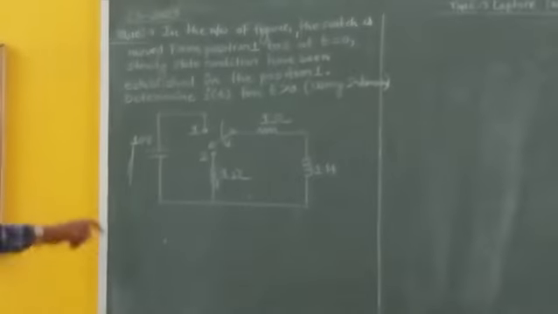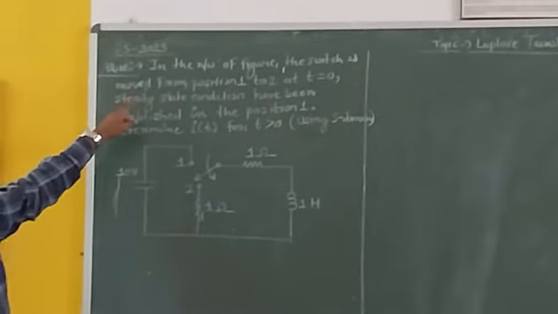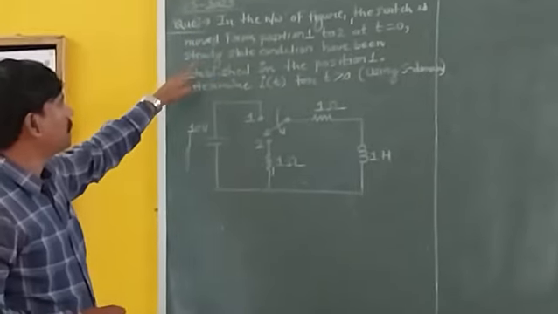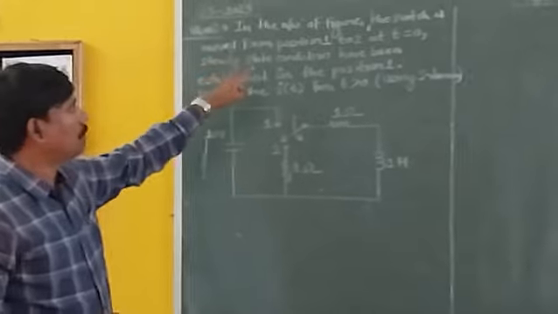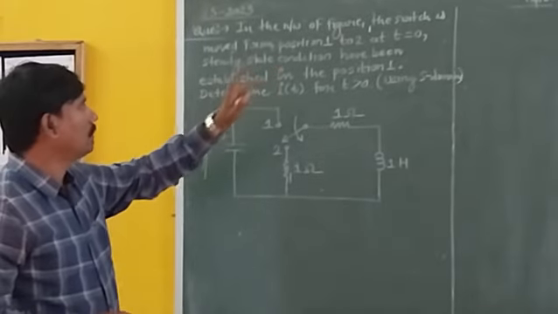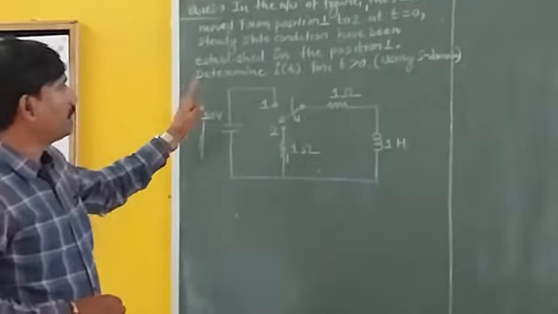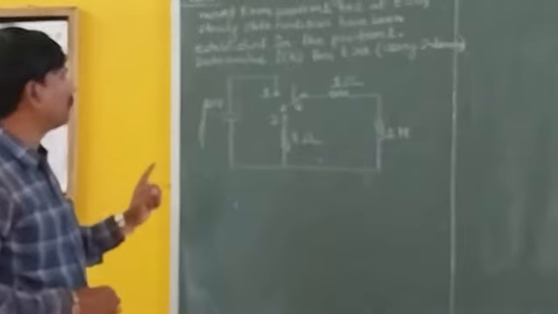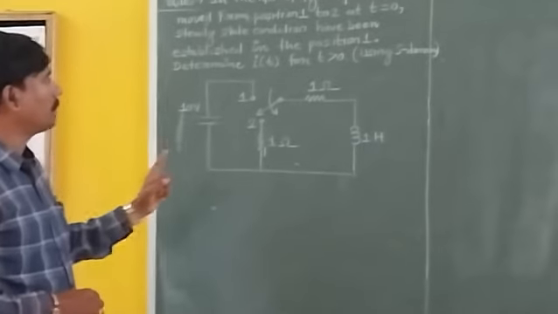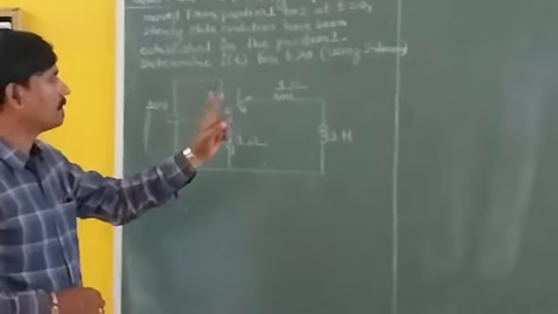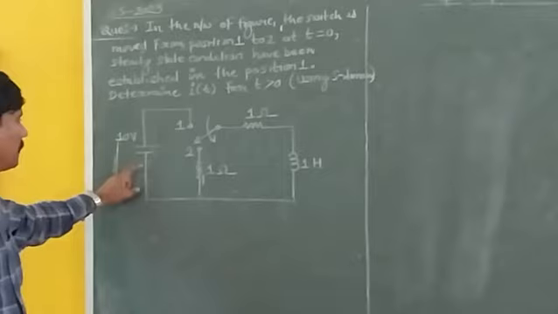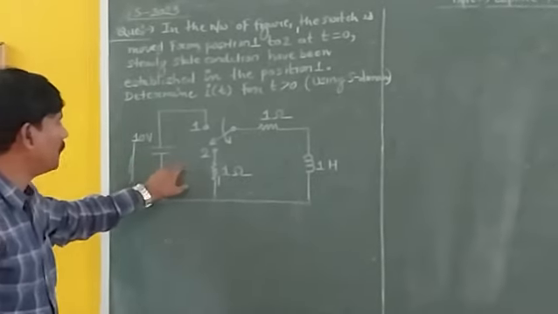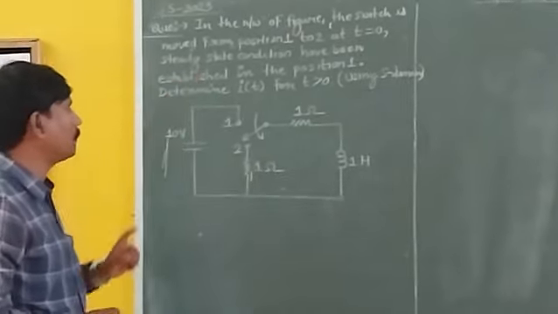So the question is given like this: in the network of the figure, the switch is moved from position 1 to 2 at t equals 0. The steady state condition has been established in position 1. Determine i(t) for t greater than 0. And this is the network that is given for this particular question.